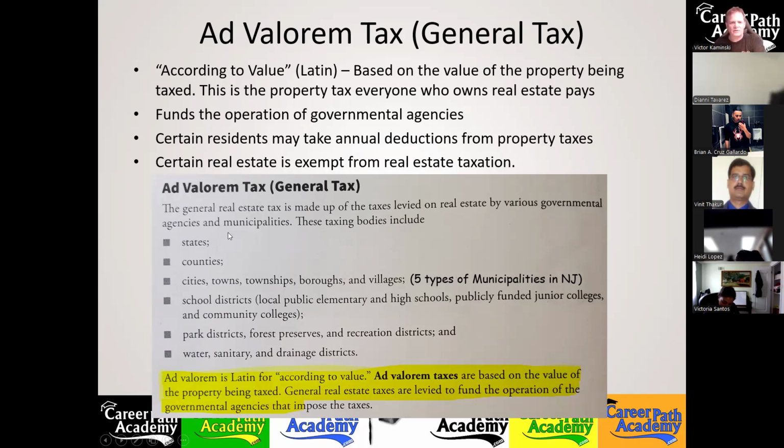So that general real estate tax goes to fund the municipalities. It goes to fund the state, counties, the municipalities. There's 5 types of municipalities in New Jersey. We have cities, towns, townships, boroughs, and villages. It goes to fund the school districts, the local public elementary and high schools, publicly funded junior colleges and community colleges. They should have wrote in here.